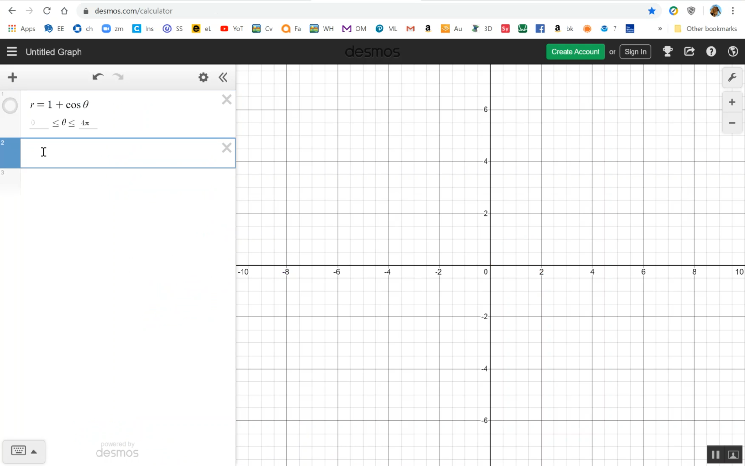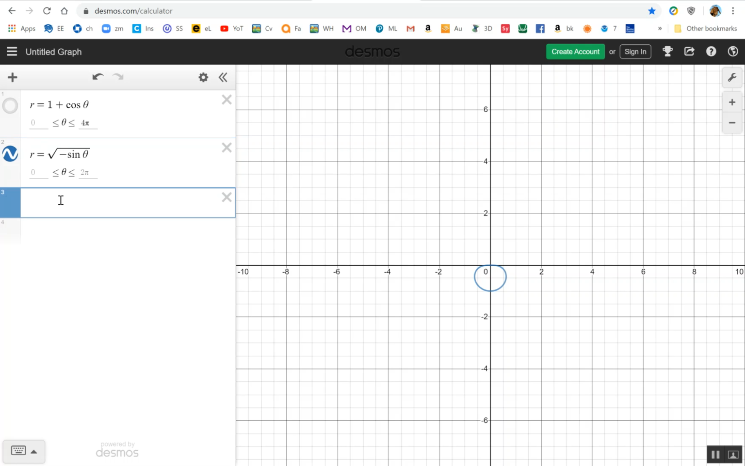Clear that one out. r equals square root, I think is SQRT. Yeah, square root of negative sine theta. Oh, need an equal there. All right, there we go. And then r equals negative the square root of negative sine theta. So this curve comes in two pieces. This is actually the bottom, it's the blue curve, and then this part is the top.